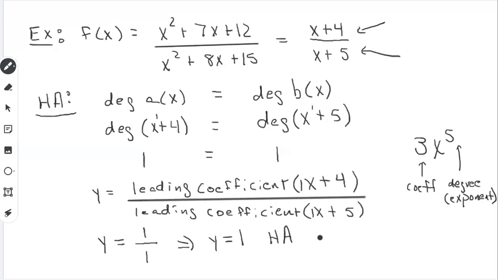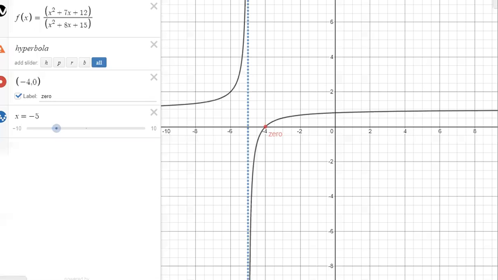So that should be the horizontal asymptote that we see on Desmos when we graph it. So what we're going to do is hop back over to Desmos. We're going to see what the horizontal asymptote is, and we are going to verify that it is indeed y equals 1. So let's go ahead and hop on over.